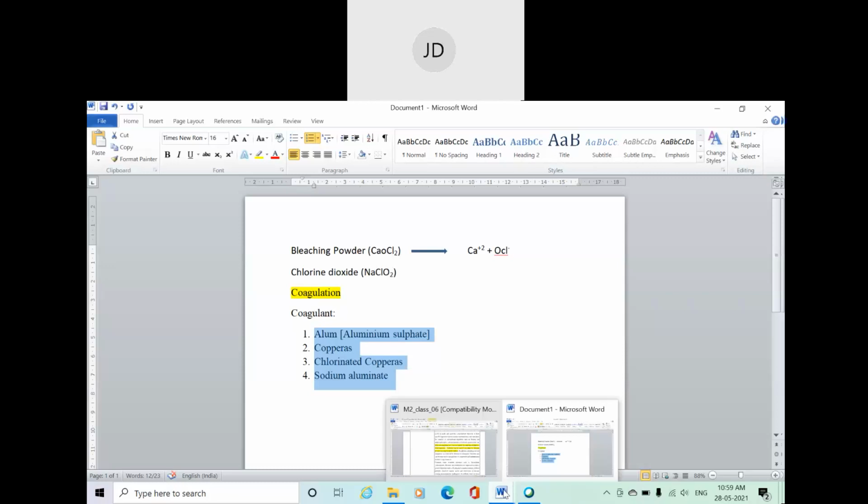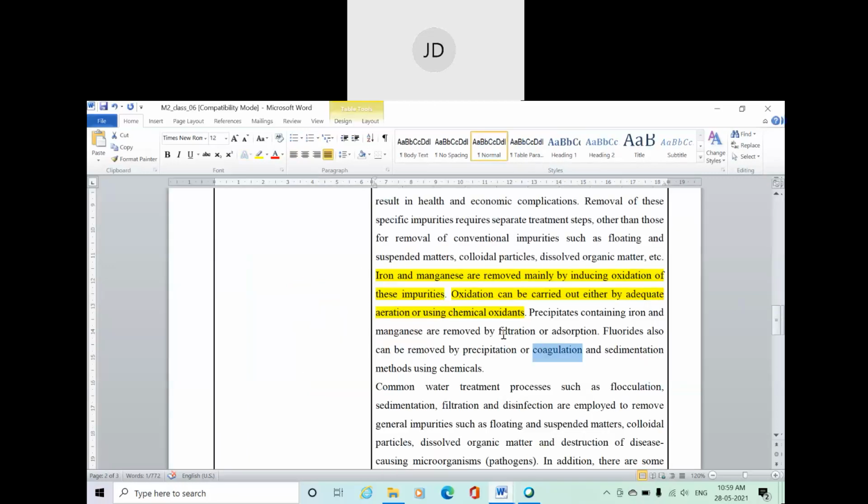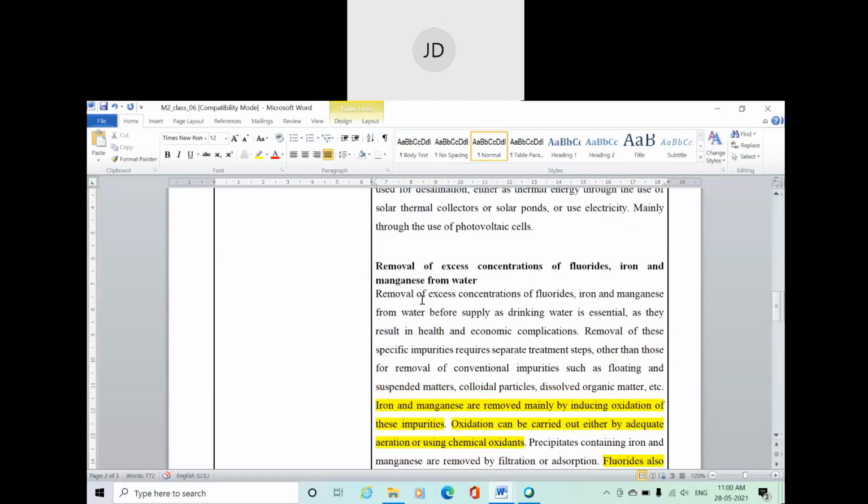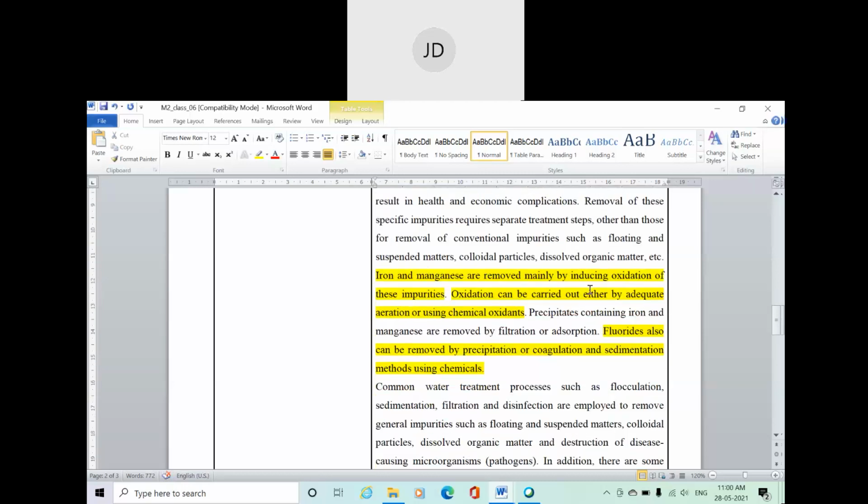So using these chemicals as a coagulant, the fluoride can be removed. Fluoride can be removed through the coagulation and sedimentation process. That means after using the coagulant, it makes floc. It attracts the impurities and suspended matters, and they get settled. The precipitation of fluoride from the sedimentation tank can be removed. So that's how we can remove the excess of fluorides, iron, and manganese from water.